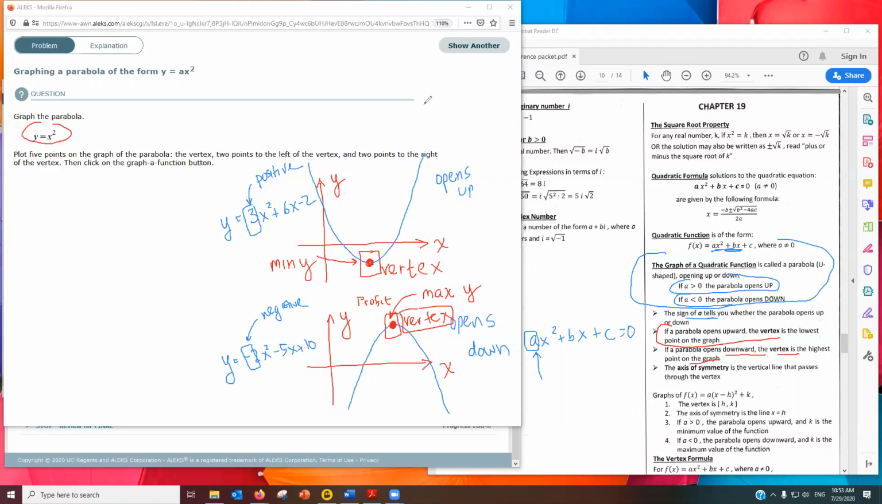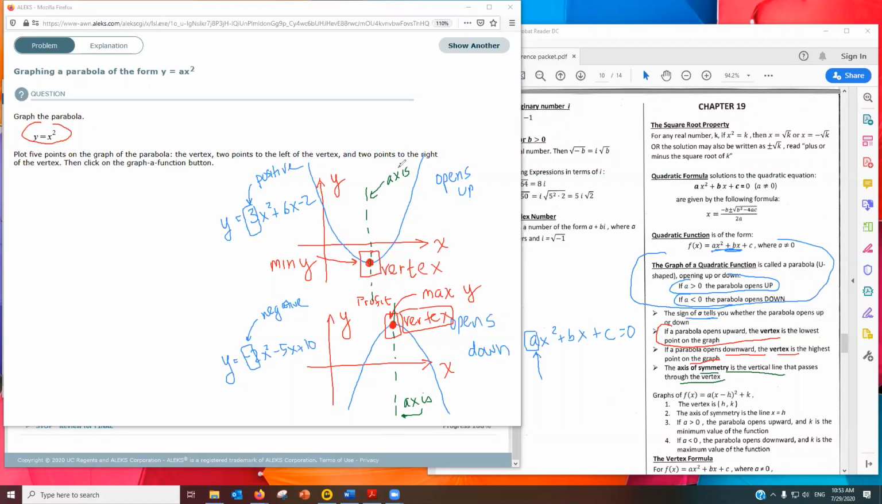All right, there's one other aspect of these graphs that we're sometimes interested in. It's called the axis of symmetry. Notice here it says the axis of symmetry is the vertical line that goes right through the vertex. So this is the axis of symmetry, we call it. This here would be the axis of symmetry in this example. All right, we'll do some examples of finding this axis of symmetry.